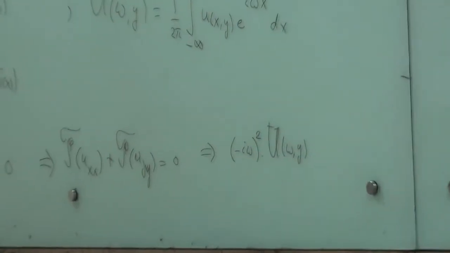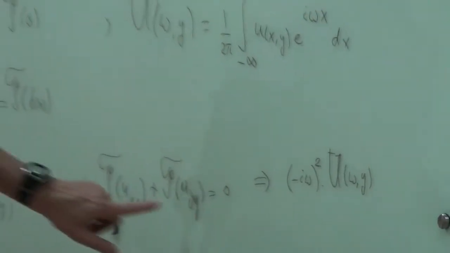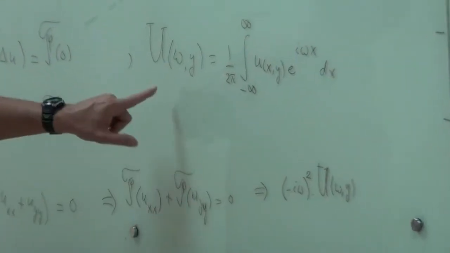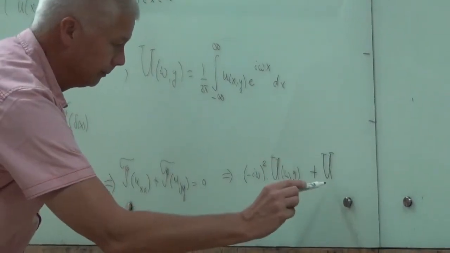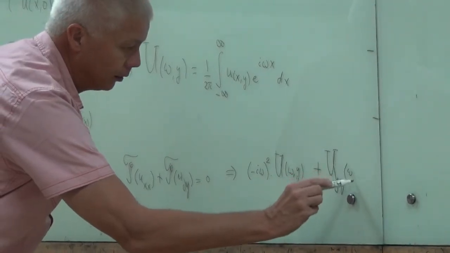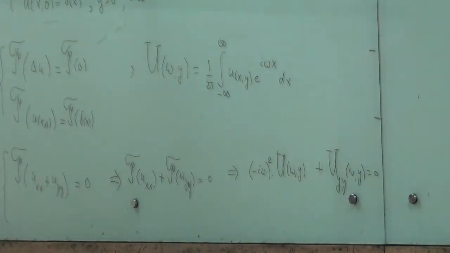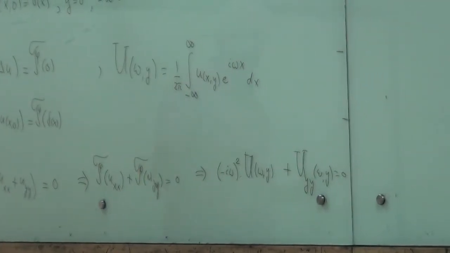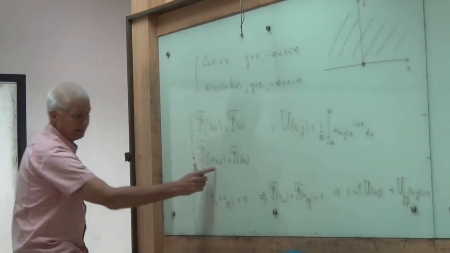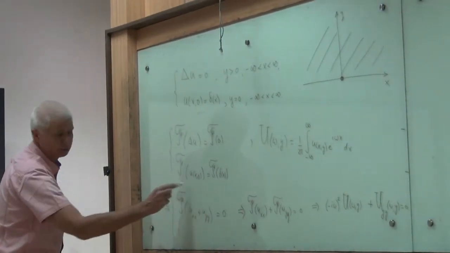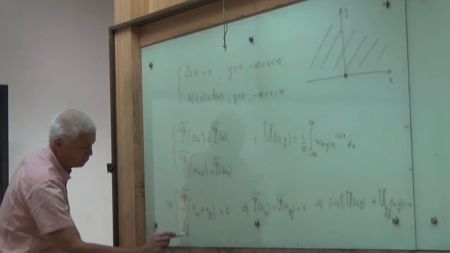Here I have to transform u_yy with respect to x. The derivative with respect to y can be taken out of the integral, so I will get the second order derivative with respect to y of big U. Plus U_yy of omega, y is equal to 0. So here I transformed my PDE with respect to x. Then I have to Fourier transform my initial condition. Well, what do I get? The Fourier transform of u(x,0) will be big U of omega, 0.